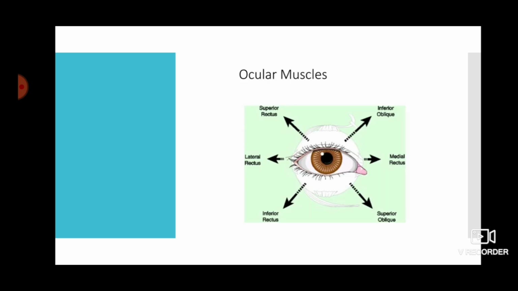The ocular muscles are the superior rectus, inferior rectus, lateral rectus, medial rectus, inferior oblique and superior oblique. As we discussed in the previous slides, these are the muscles, and we know which muscle is getting affected because of the nerve involved.